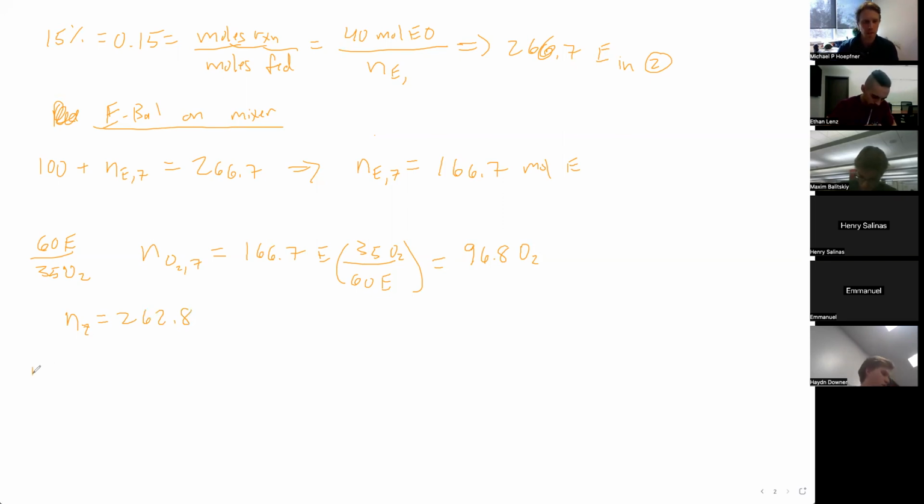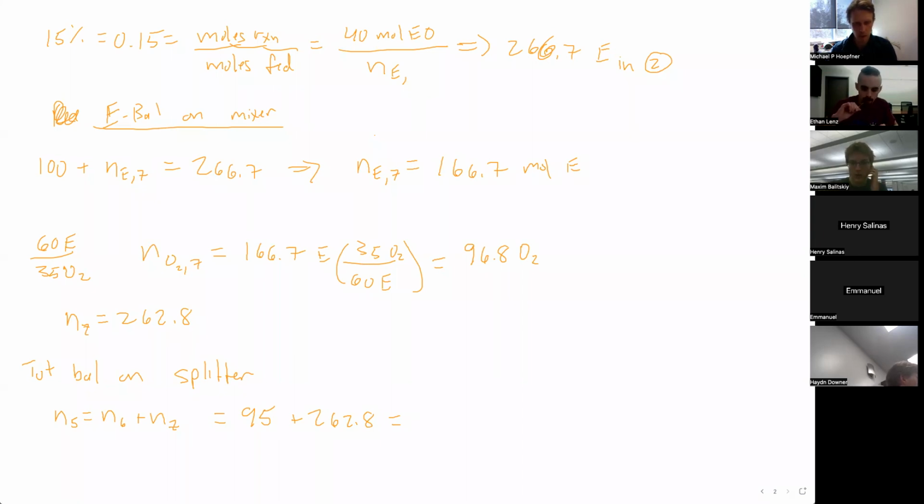Okay, so now we can figure out how much is being split. If we did a total balance on the splitter, we have N5 is equal to N6 plus N7, right? N6 is the 60 plus 35, so that's 95. N7 is 262.8. So much math. 95 plus 262.8 is 357.8.